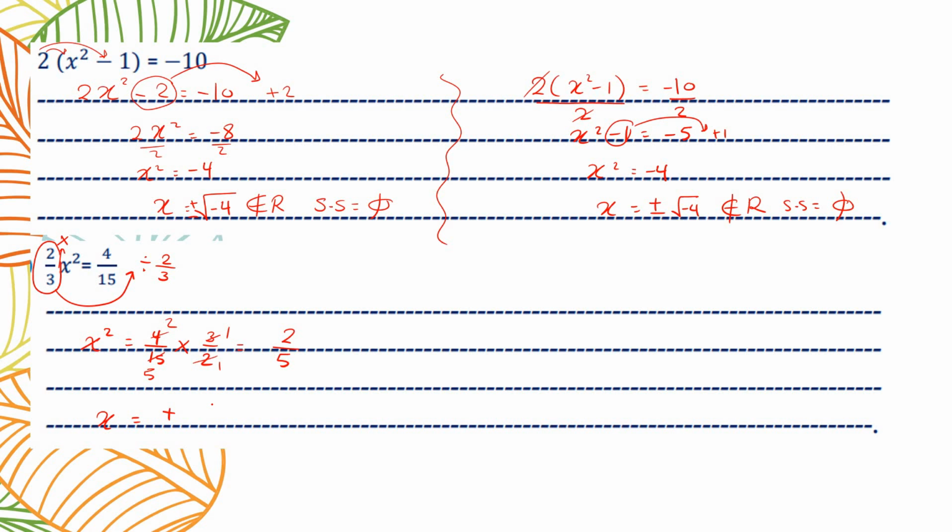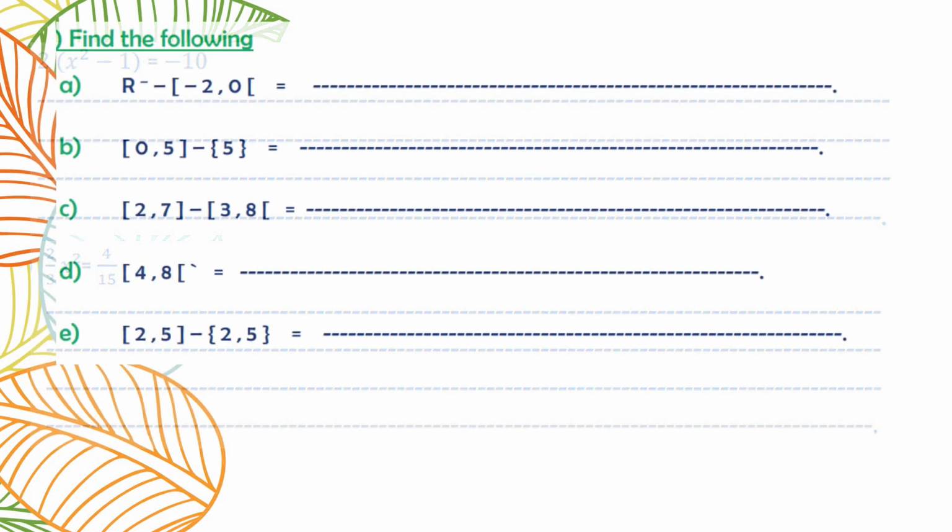It will be positive or negative the square root of 2 over 5. Can I have a square root of a fraction? Yes, we can. So this belongs to R, yes, and belongs to Q, yes, and belongs to Q dash, yes. So the solution set in R and Q prime or Q dash equals open braces square root of 2 over 5 and negative square root of 2 over 5. And don't forget to close the brackets.